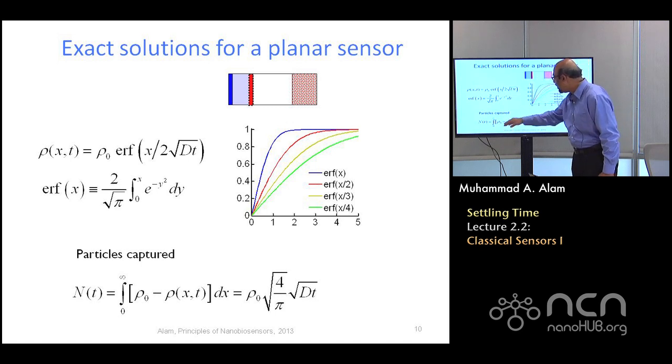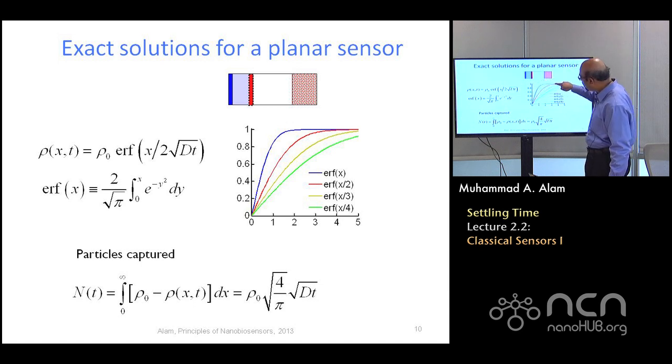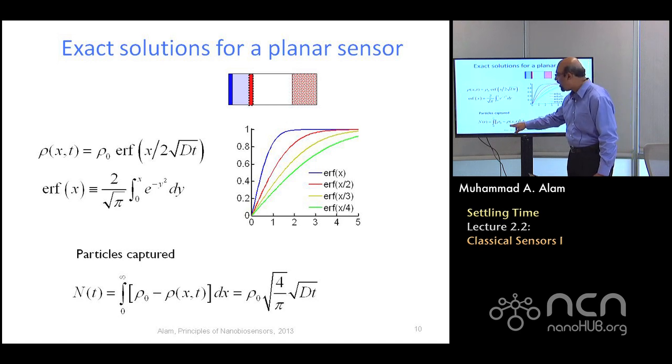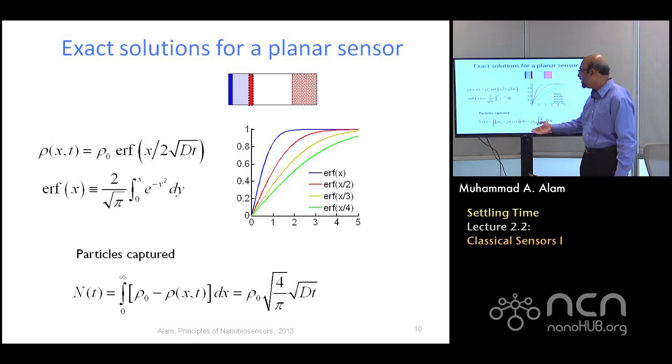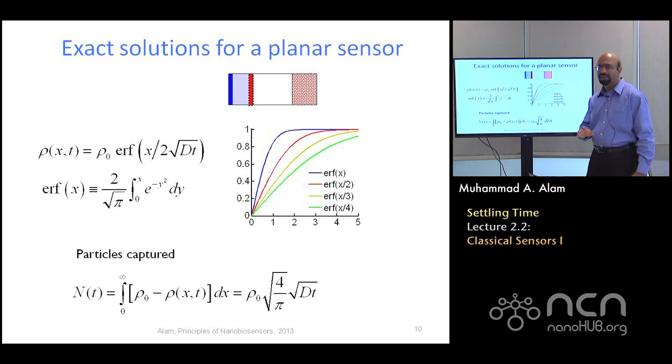So you could easily calculate how many molecules have been captured from the sensor surface by simply asking this question. How many did you have originally? Originally, this whole region was filled with biomolecules. And what do you have at a given time t, and integrate throughout the space? And if you do so, you will see the number of particles captured is proportional to the density of biomolecules and the square root of Dt multiplied by a factor of the order of 1.